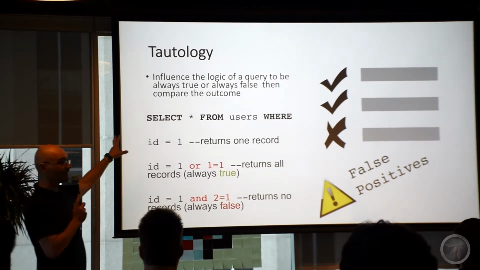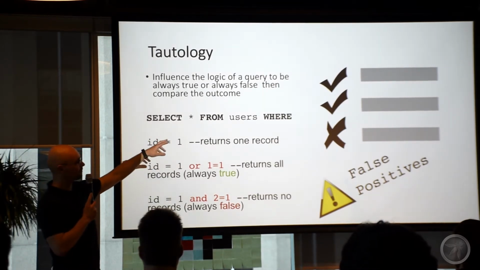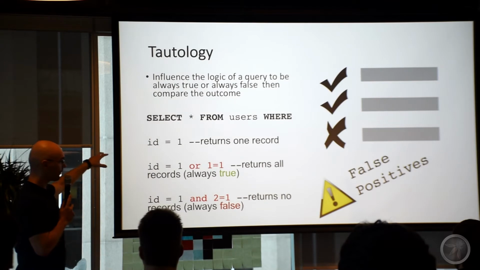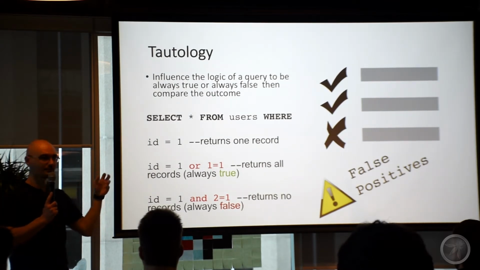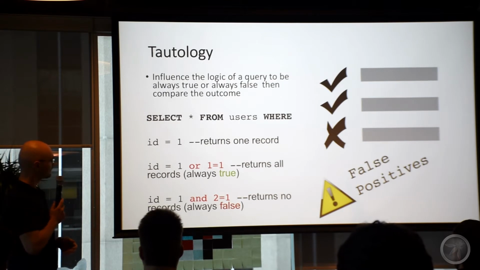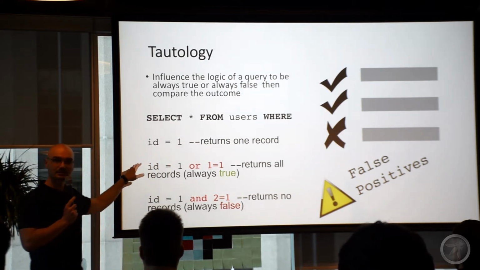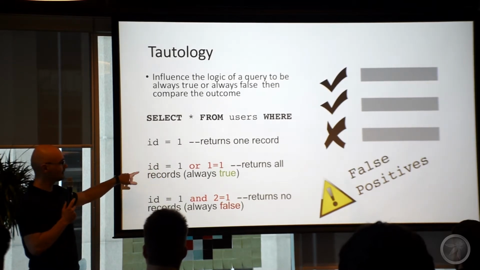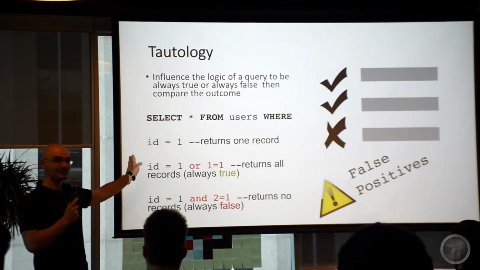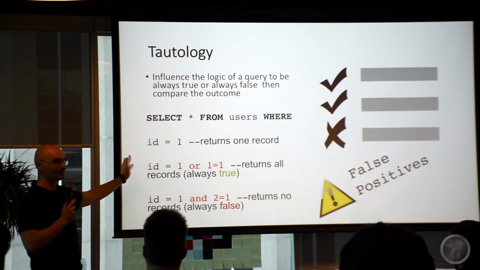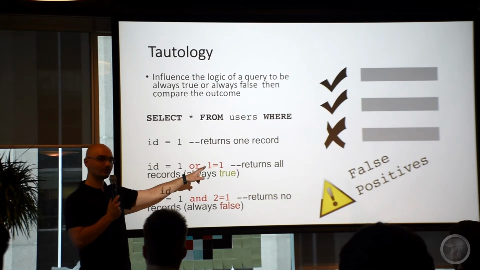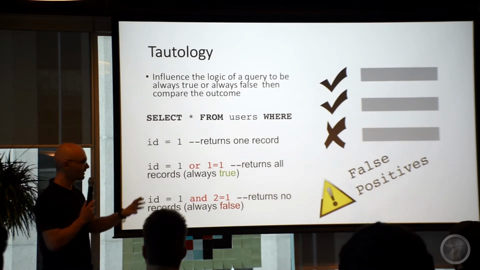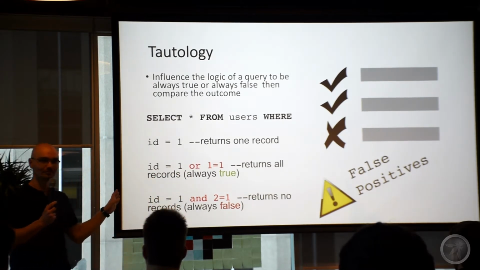So, for example, if you have this SQL statement, select star from users where ID equals 1, it's going to go and look in the database for the user ID 1, get it, and return it. Now the where, that's the conditional statement. If you were able to influence this ID, and let's assume this ID is a web application parameter, and you add or 1 equals 1, all the records in the database are going to be returned, because or 1 equals 1 is always true.